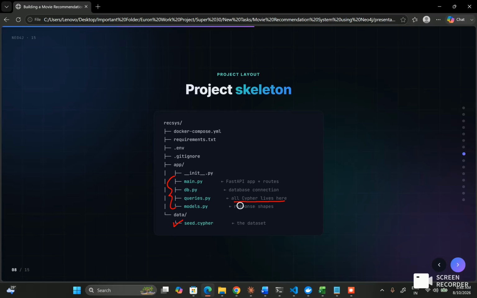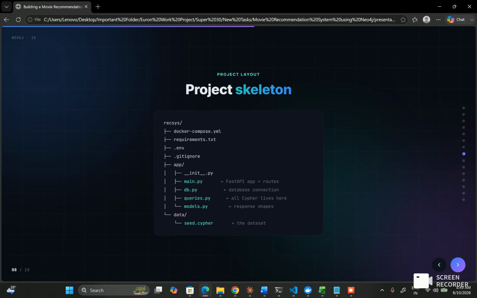The Cypher files live over here. This is the database connection. This is where the FastAPI app plus routes are. This is where the response is shaped. And this here is our dataset. Okay, so let's go through what each one actually does, starting with configuration, since that's the foundation everything else depends on.